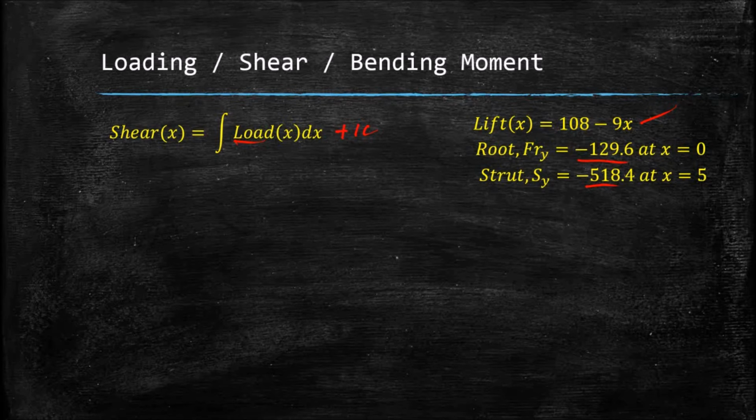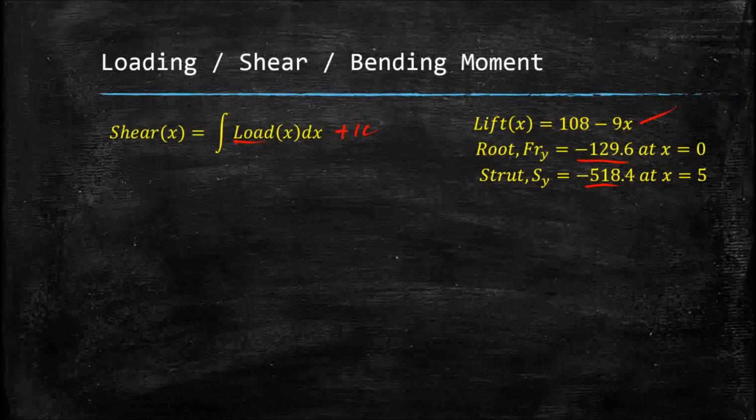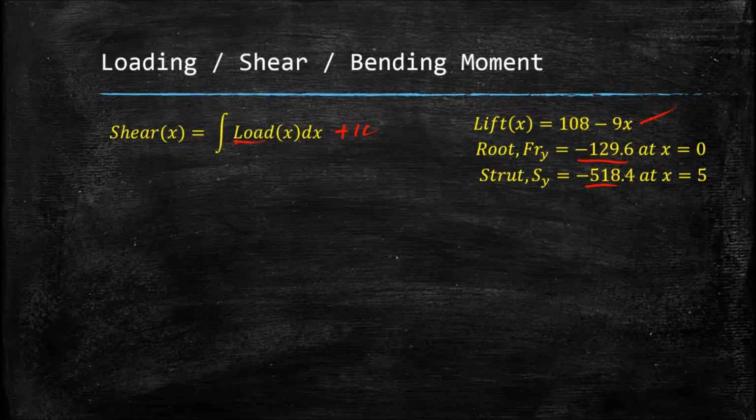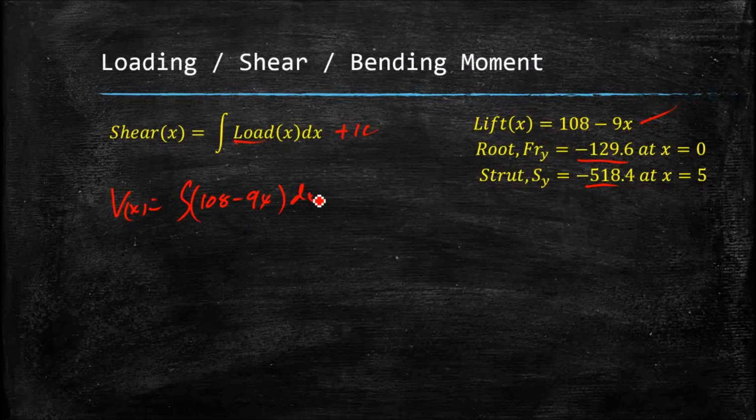So we're going to have to look at this maybe in two pieces because there's something funny happening in the middle. But if we just start from the left and do the integral of the lift, or the load, I get my shear V of x equals the integral of 108 minus 9x dx plus our initial conditions, and that's equal to 108x minus 4.5x squared plus our initial conditions.